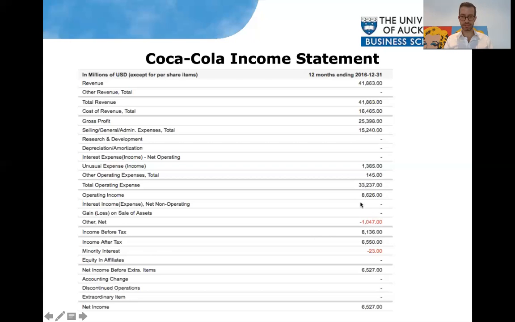You shouldn't spend too much time here, but you can see that if you do 41 billion minus $33 billion in cost, you get the income before tax, so the net profit of Coca-Cola before tax. Finally, they don't disclose the tax again, but here you can see that they're having 6.5 billion of net profit, which means that they've probably paid approximately 1.6 billion in taxes. So you start with $42 billion in revenues, and you end up with $6.5 billion in profits.